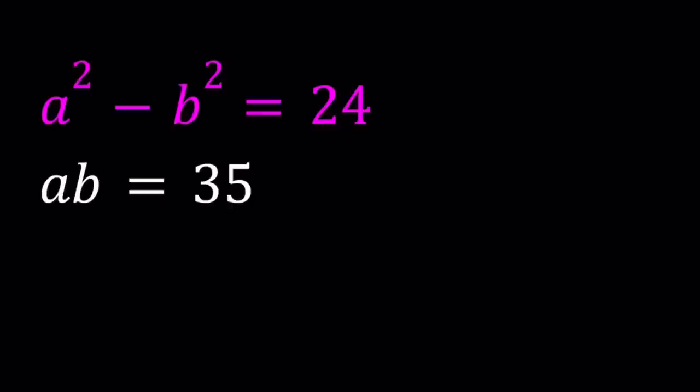Hello everyone. In this video we're going to be solving a polynomial system. We have a squared minus b squared equals 24 and ab equals 35. And we're going to be looking for a and b values. I'll be presenting two methods and then we're going to take a look at the graph of these two functions. So let's start with the first method.